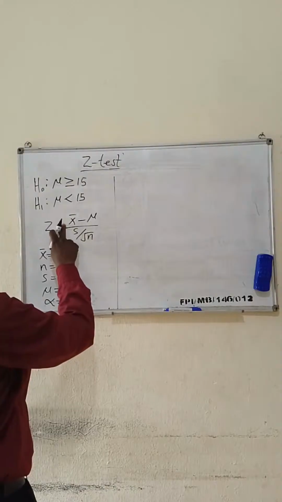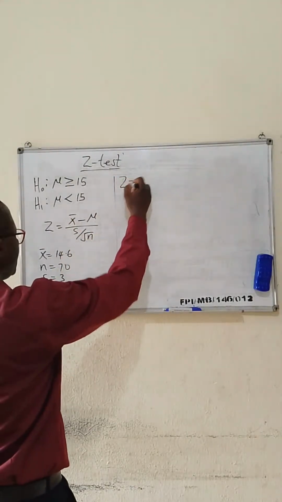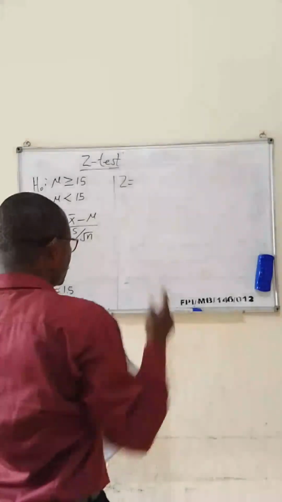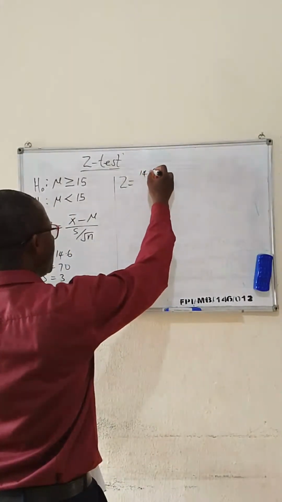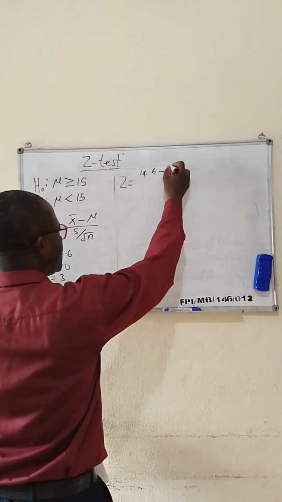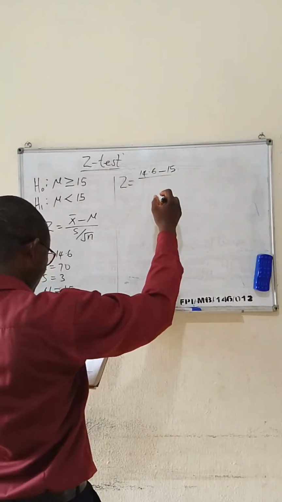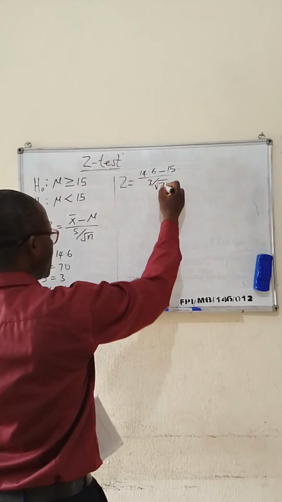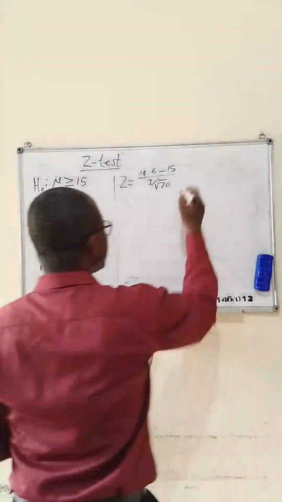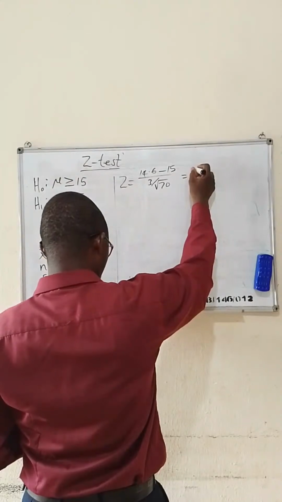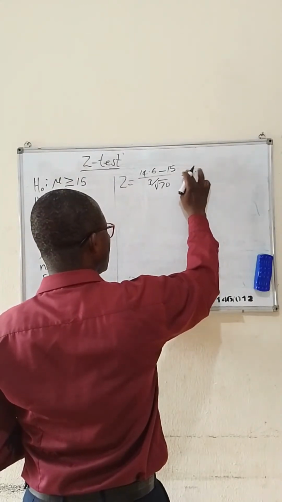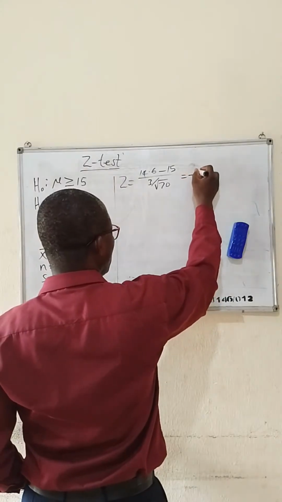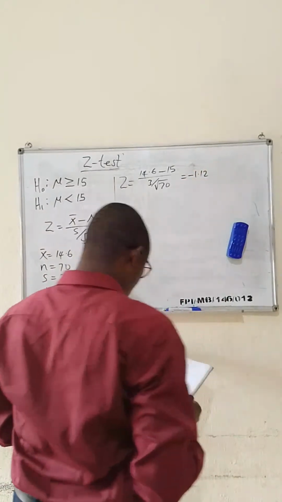So let's look at this calculation now. We can substitute all this into the formula for the Z test. Z equals X bar, that's 14.6, minus 15, divided by 3 over square root of 70. Now, the answer to this is minus 1.12. All right.